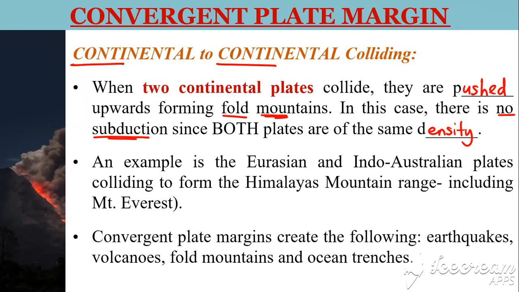So at convergent plate margins, we can get activities like earthquakes due to the collision of the plates. You have a sudden shaking on the surface of the earth. We can also get volcanoes being formed, as well as fold mountains and ocean trenches.